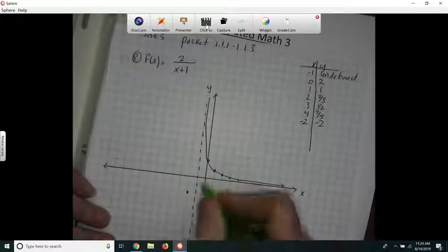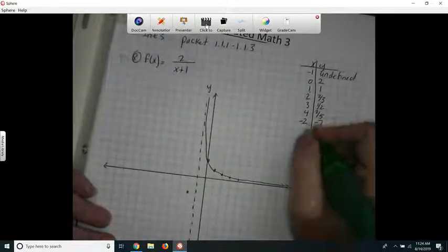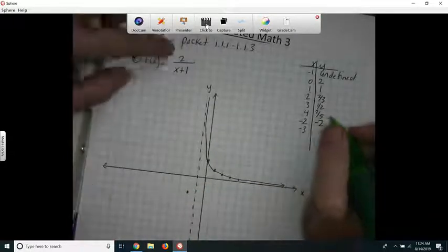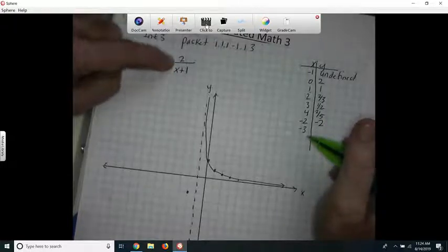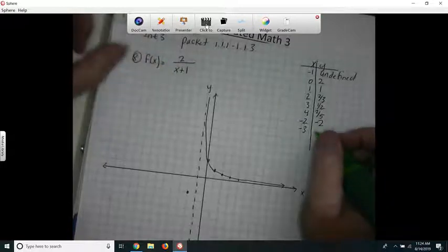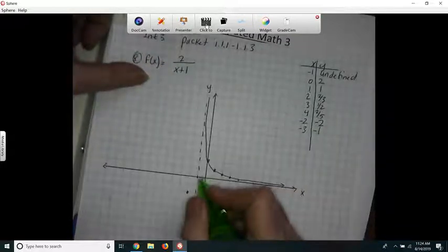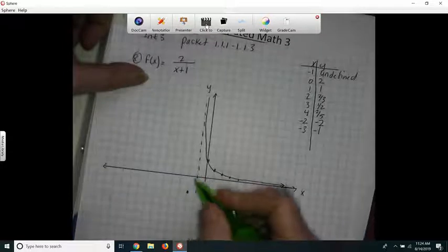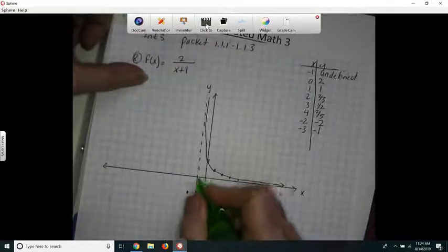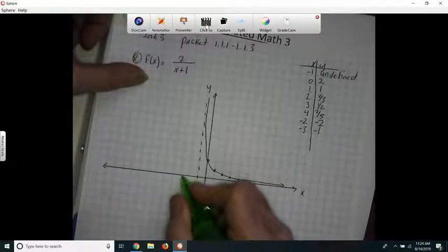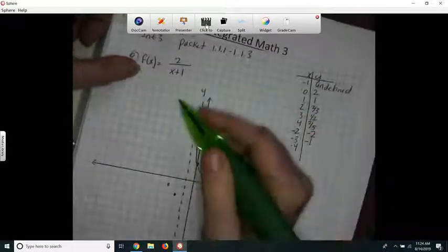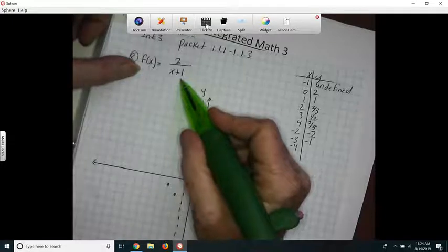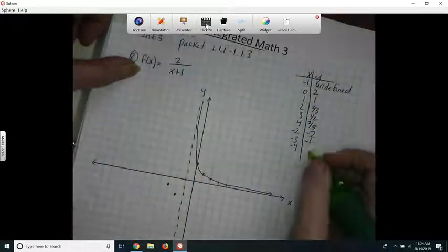Something like that. Well, I guess I'll just keep going. -3. So -3 plus 1 would be -2. So I think that's going to give me 2 over -2, which is -1. Oh, wait. 1, 2, 3. Negative 1. Okay, try negative 4. Negative 4 plus 1 is negative 3. So I've got negative 2/3 there.